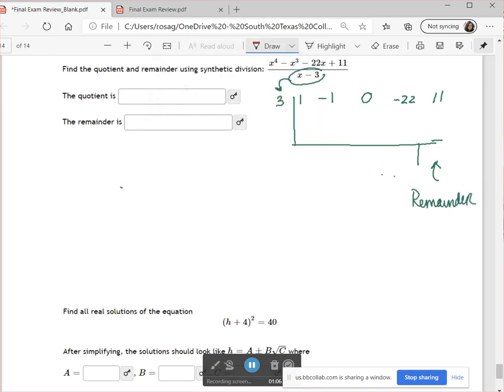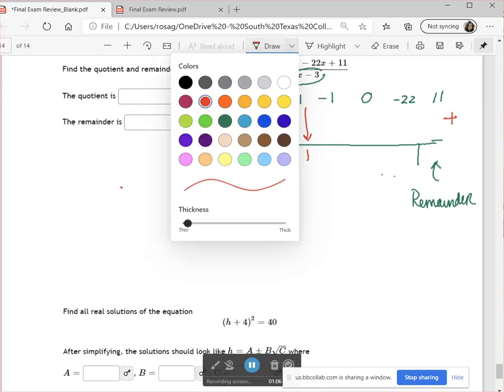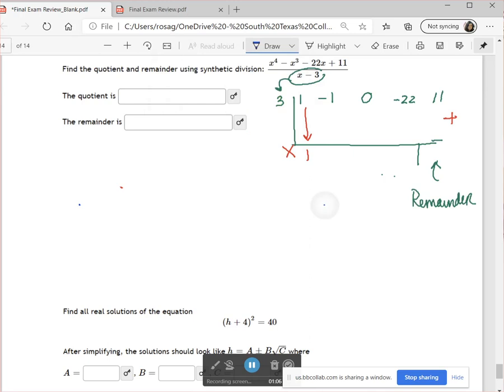Now the way this works is this is times, this is plus, the first number comes directly down. So I'm going to do 3 times 1, and I'm going to put it right here. -1 plus 3, that's 2. And then I do the process again. 3 times 2. I add those up. And I do it again. 3 times 6. I add these. Do the process again until I run out of numbers.